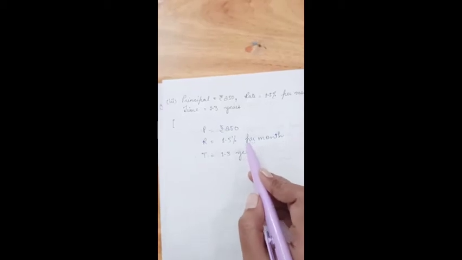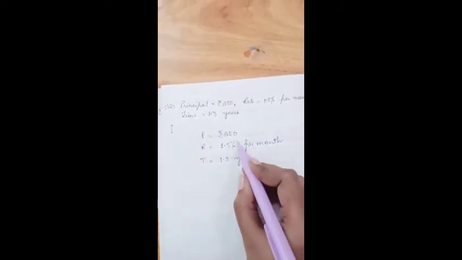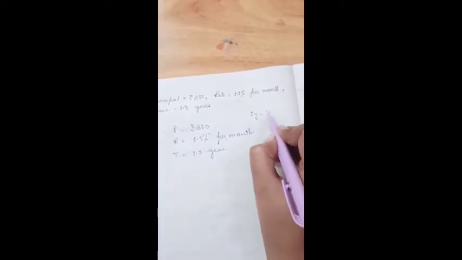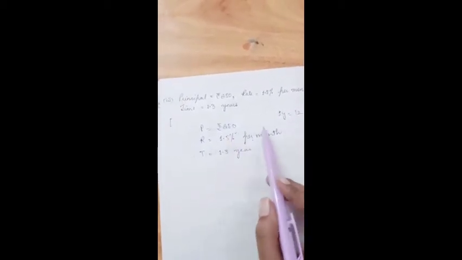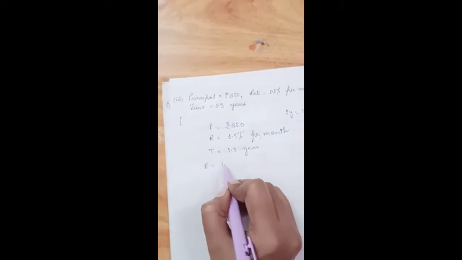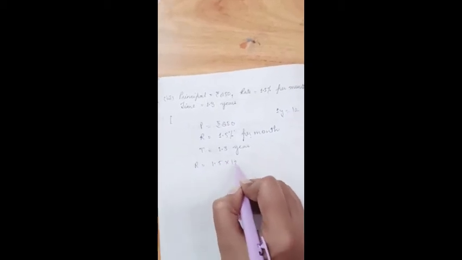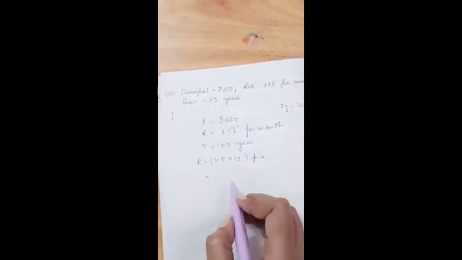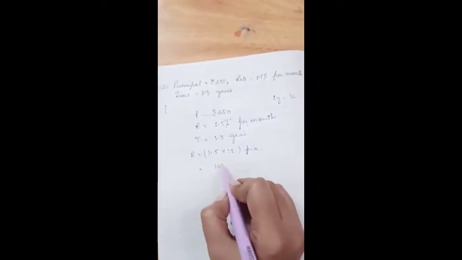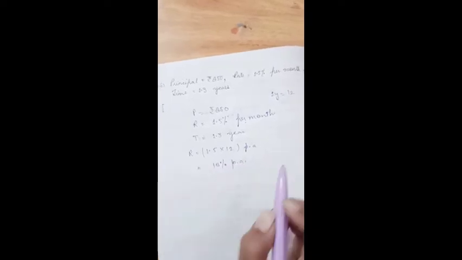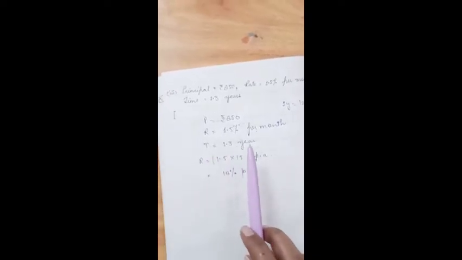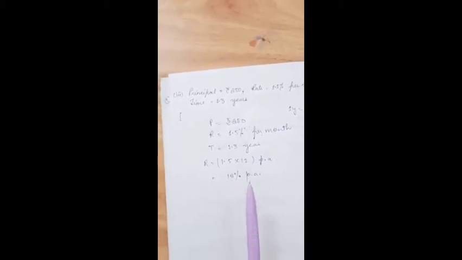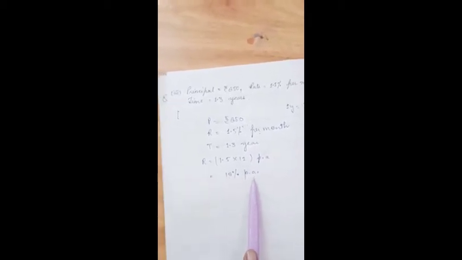To change this into per annum, what do we do? We multiply it by 12, because 1 year is equal to how many months? 12 months. So we multiply by 12 to change this into per annum. So here we get 18% per annum. Here the time is given in years, so it is compulsory to convert this rate percent into per annum.